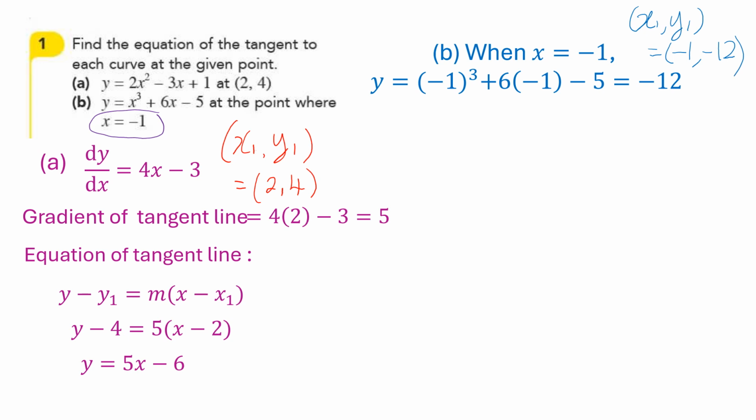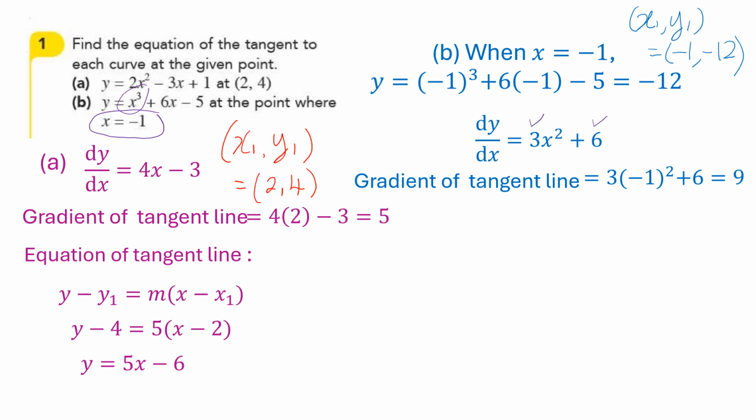Right, so let's go on to find the gradient of this tangent line at x equals negative 1. So to do that, we need to find the gradient function. So differentiating x cubed, you will get 3x squared. Differentiating positive 6x, you get 6. Differentiating negative 5, you get 0. So we're going to substitute x to be negative 1. And the gradient of the tangent line will be 9.